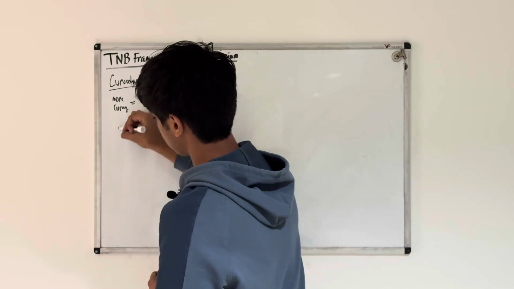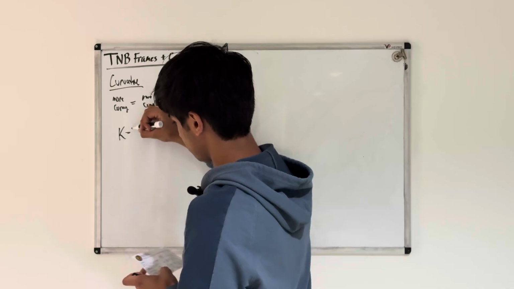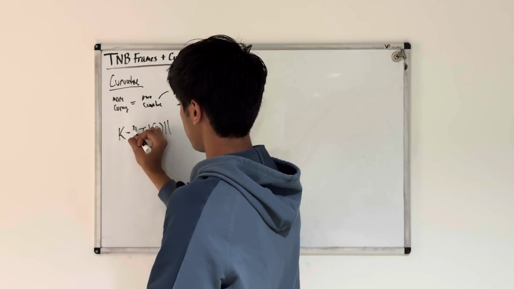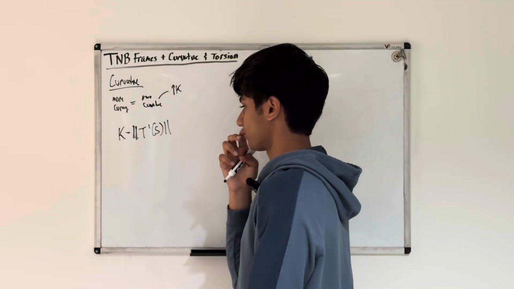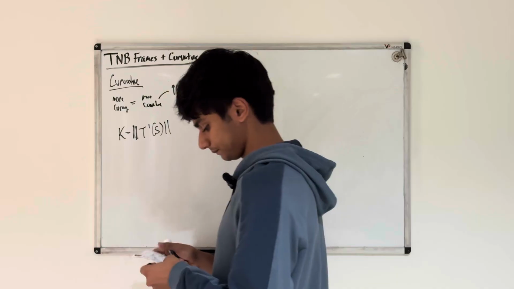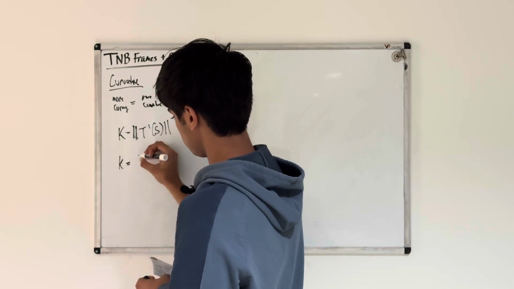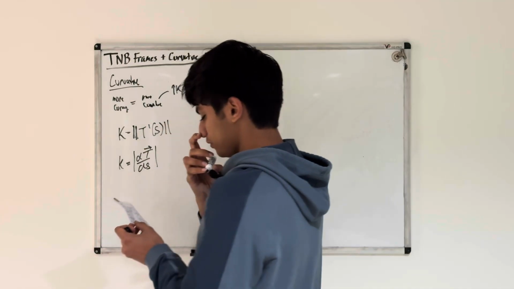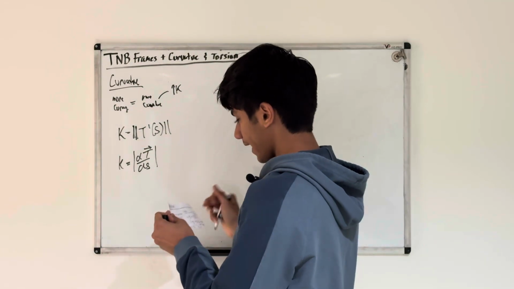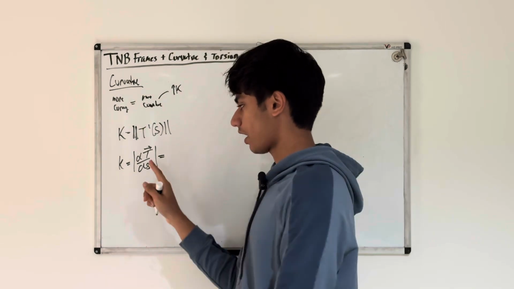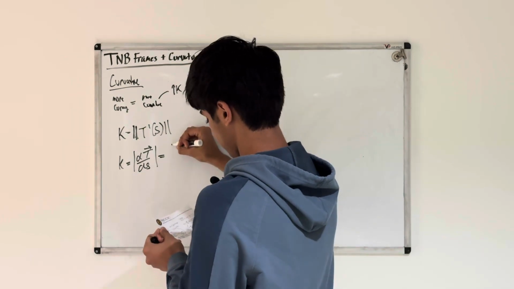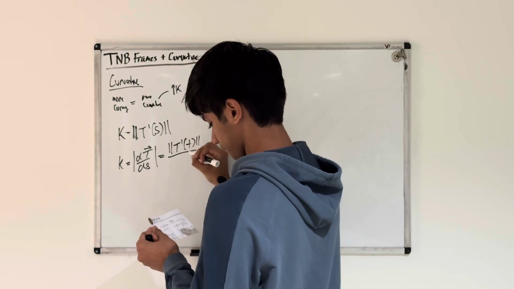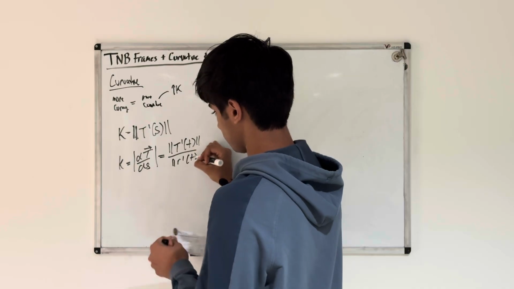And the formula is that kappa, or curvature, is equal to the magnitude of T prime of s. So the derivative of the tangent parametrized by arc length. Or in other words, kappa is equal to the magnitude of dT over ds. Okay? And another formula we have for this, in terms of dr, is that it equals the magnitude of T prime of t over r prime of t.